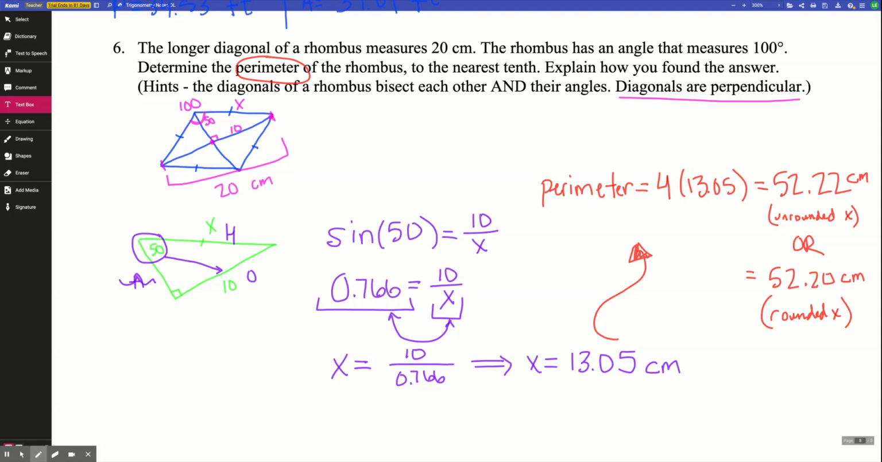Most of the time with trig problems, like I've said in other videos, as long as you're pretty close, then you're usually okay, right? There's a little bit of a margin of error depending on when in your process you rounded. My advice would be to not round until the very, very end. Once you think you have your final answer, then round. You're going to get a slightly more accurate answer that way.